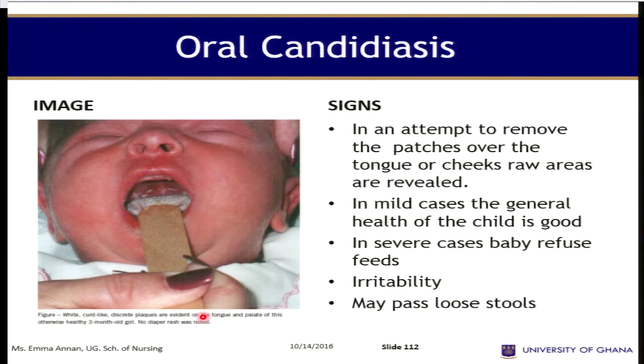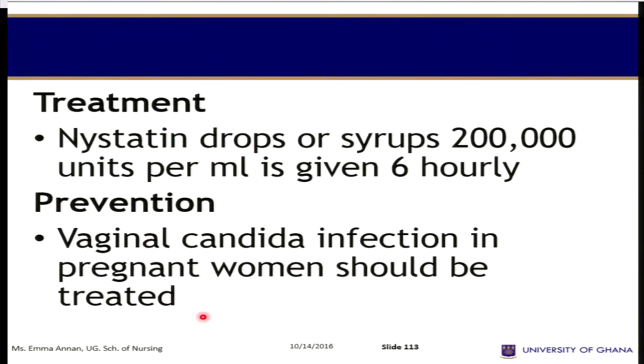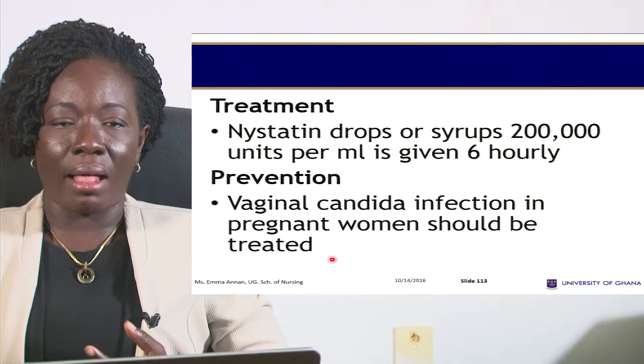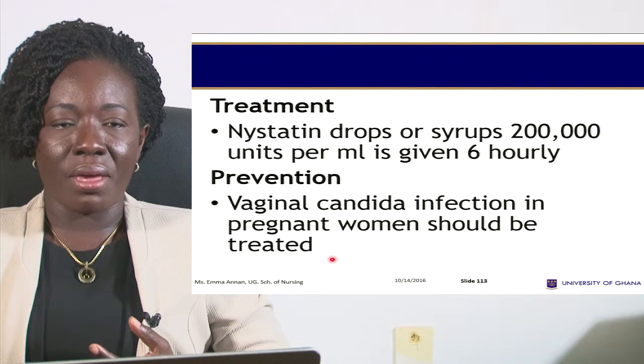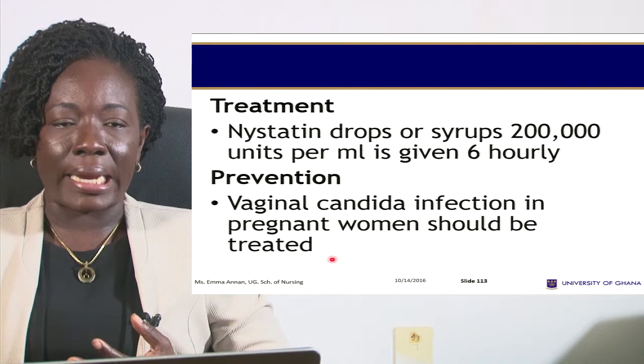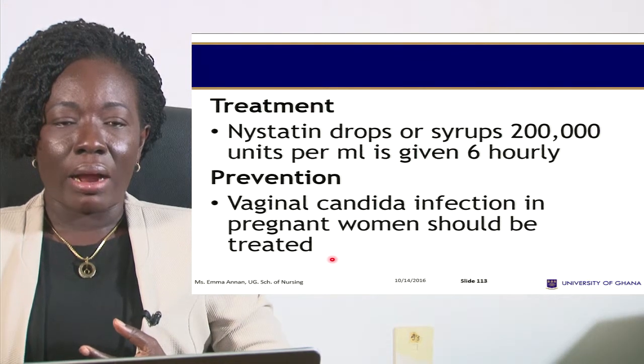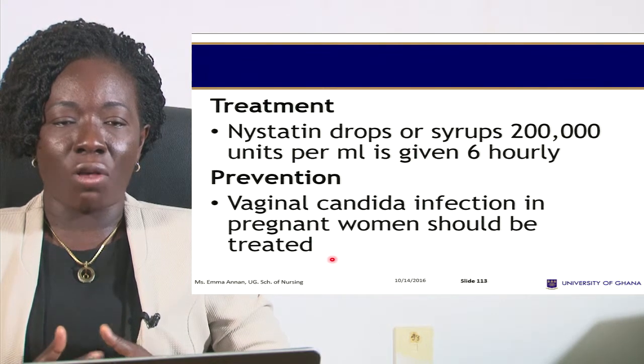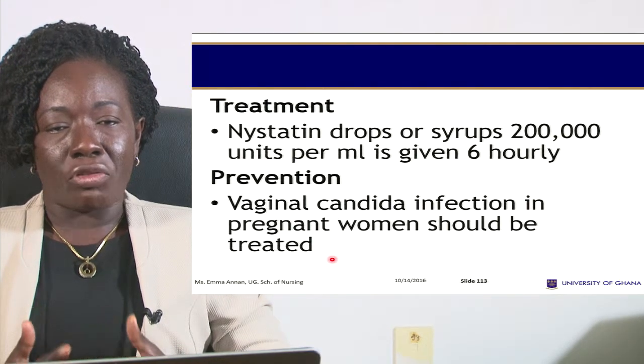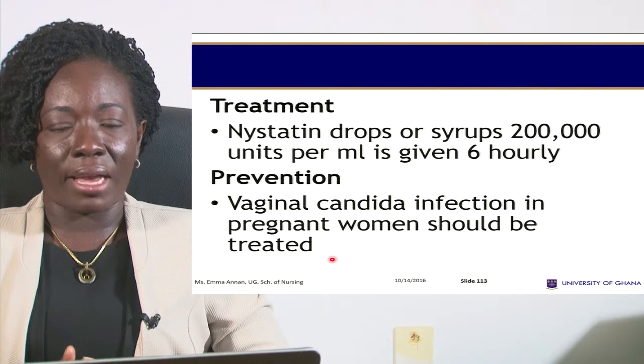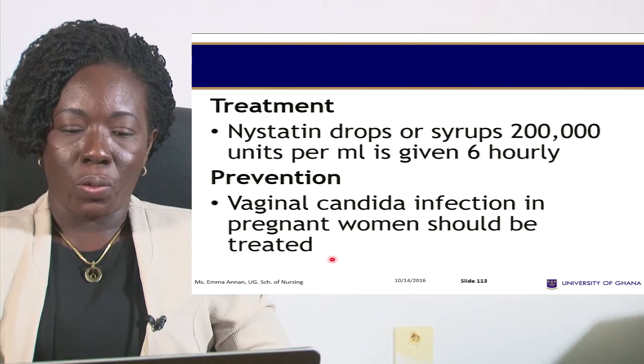In mild cases, the general health of the baby is good, but in severe cases, the baby may refuse feeds, and the baby will become irritable and may pass watery stools. So we usually give antifungal drops to the baby every 6 hours, and in pregnant women, we can prevent this condition by also treating vaginal candida infection.